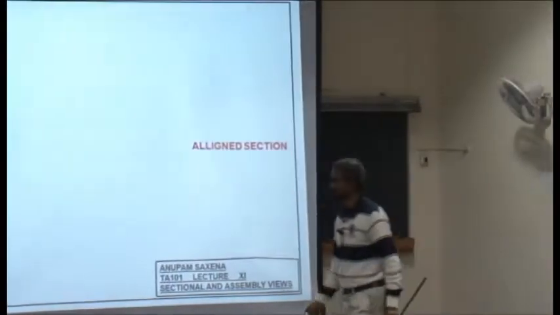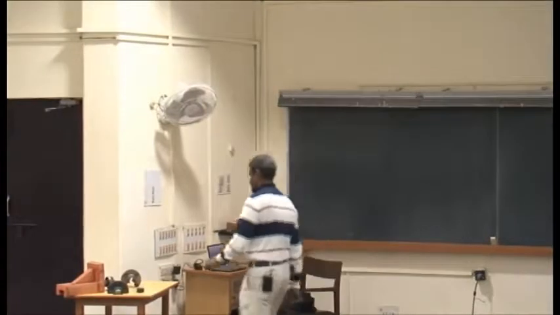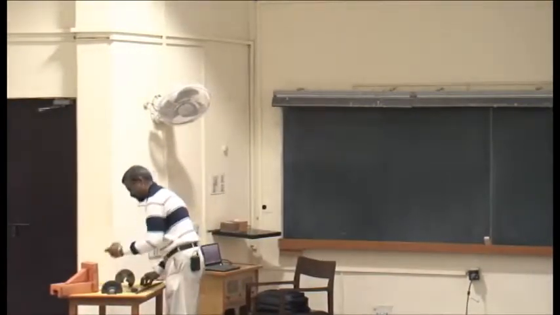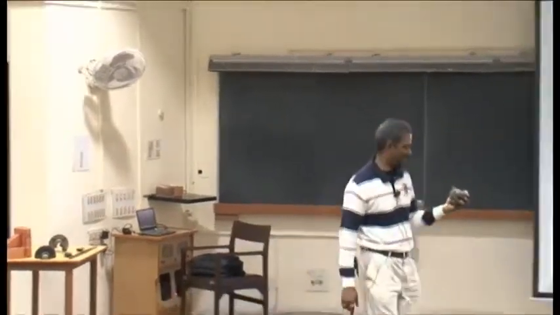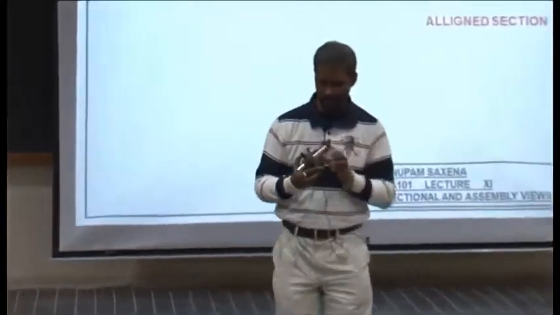Yeah? I'll have to scratch my head. I would say it is the half section of the right part of the object. Half section of the right part of the object. The left part is intact. Is there any name for this type of sectioning?